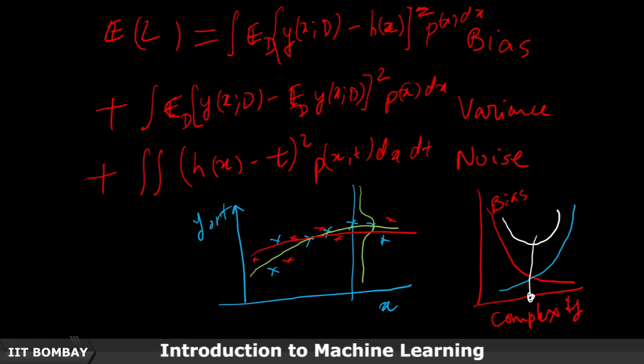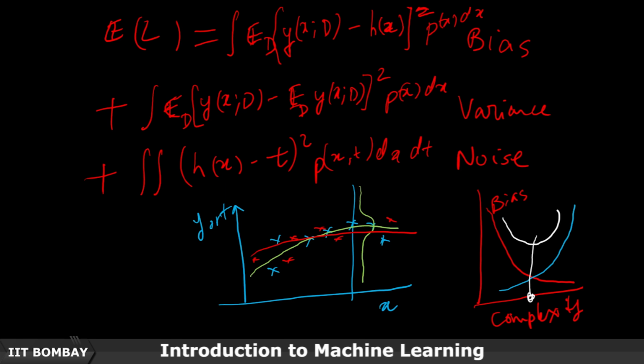The third term we cannot do anything about, so your total expected loss will still have some non-zero value, and that is because of the noise term. We really cannot do anything about that, but we can definitely minimize the sum of the bias and the variance. Okay. So what does that mean?